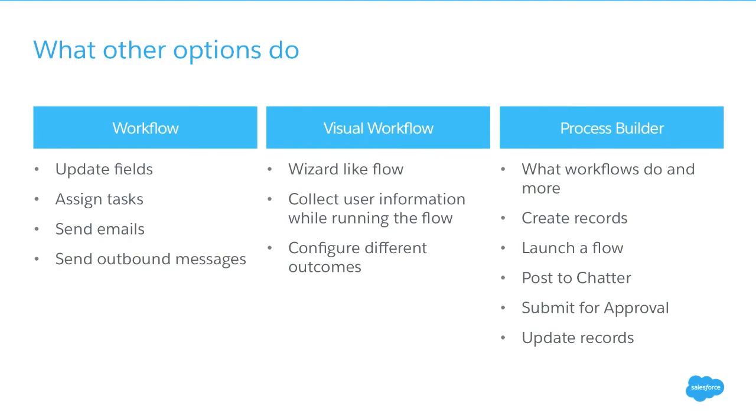The other option is processes, which are built with the Process Builder on the platform. They're similar to workflows, but more powerful. You can create records with this, and child records. You cannot do that with workflows. You can launch other flows, meaning other visual flows. You can post things to Chatter. You can submit for approvals. You can update other records. They are very, very cool.